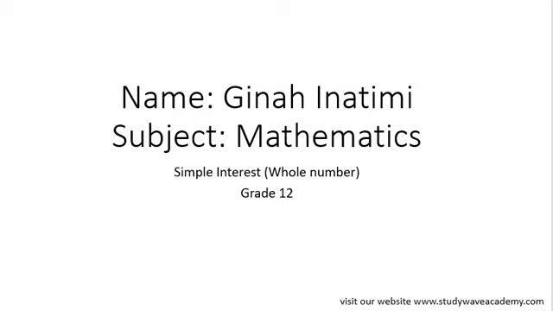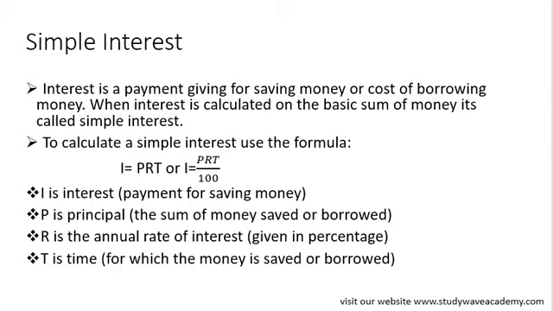Let's go. Simple interest, what does it mean? We'll first of all know the meaning of interest. Interest is a payment given for saving money or the cost of borrowing money. When interest is calculated on the basic sum of money, it is called simple interest. To calculate simple interest, we have a formula.